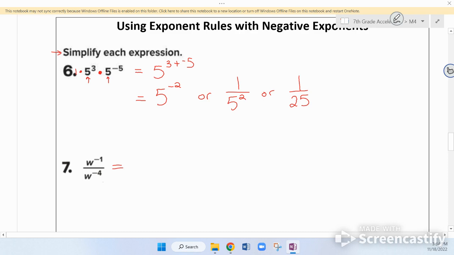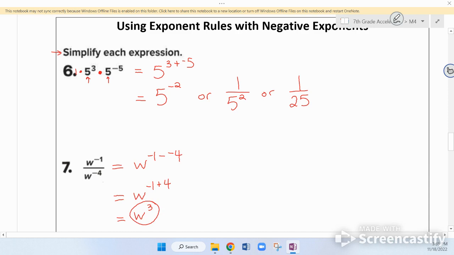So we have quotient of powers, and what we're going to do here is we keep that base and we subtract the exponent. So we do the top one minus the bottom one. Oh boy, look at this. This looks fun. So now going back to our integer rules, we know that we can add the opposite. So that's -1 plus 4, and then we get w to the third. This problem equals w to the third. And there's our answer. Whew.